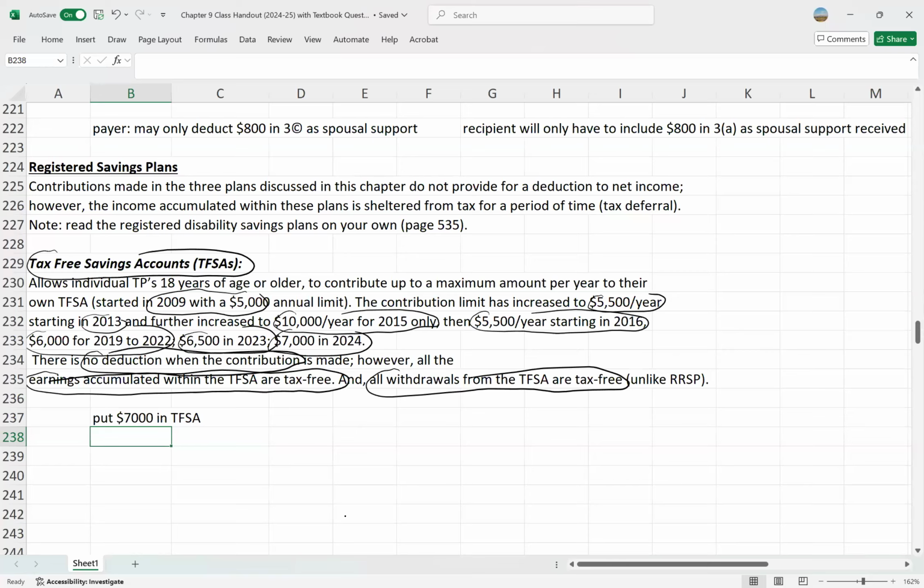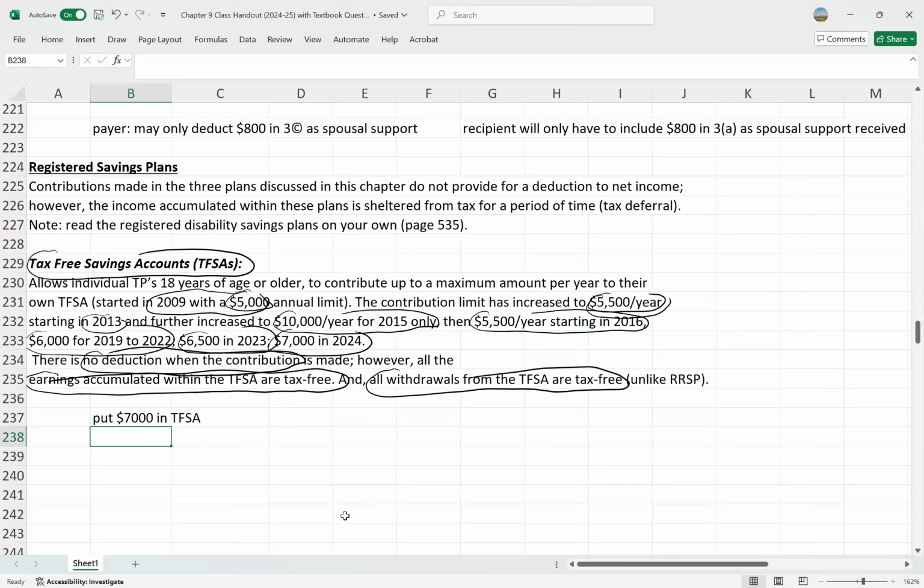So let's say in 2009, you turned 18, but you never put money into a tax-free savings account. The 5,000 limit will carry over. The 5,500 in 2013 will carry over. So all these amounts will carry over. So if you've never put money into a tax-free savings account, you add up all the amounts for the years that you were 18 and older. Now you have this huge contribution room that's available to put money into a tax-free savings account.